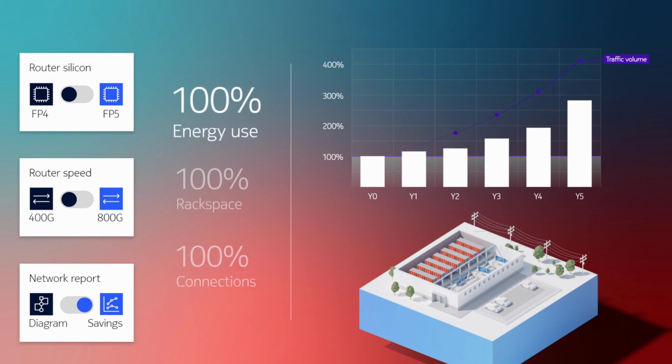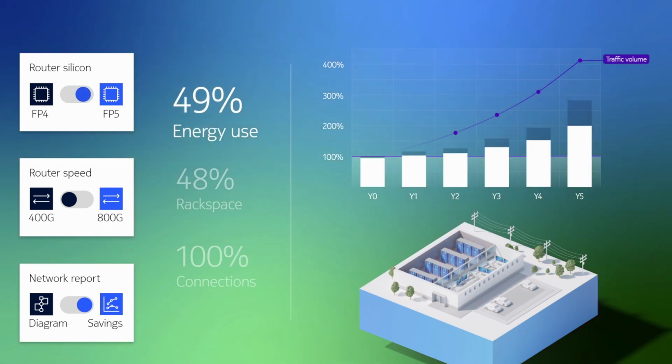Upgrading the 400 GE reference network to FP5 lowered its energy use to 49% over the 5-year period, when initial traffic volumes have grown by over 400%. Even with 400G optics, we see that FP5 routers can handle nearly double the amount of traffic in year 2, within the same energy budget as FP4 routers in year 0.